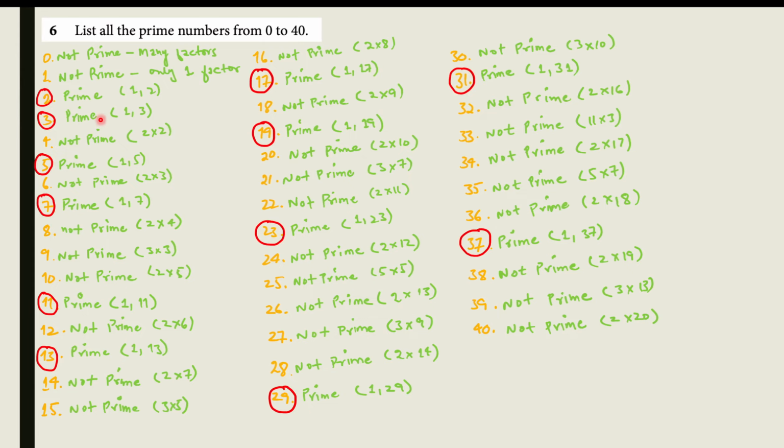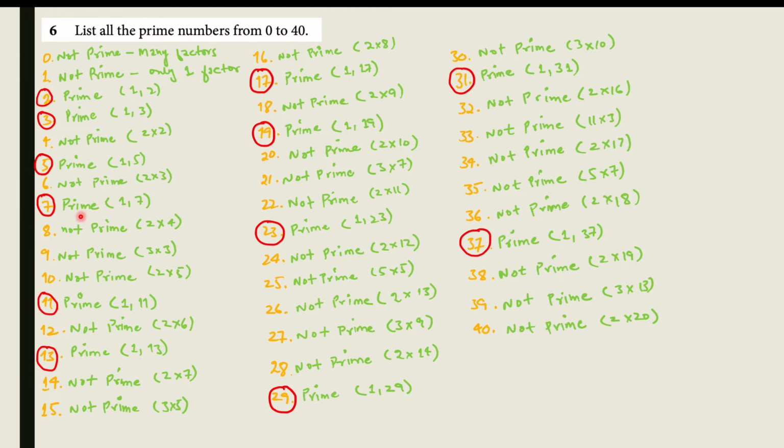3 is also a prime number because it has only two factors, 1 and 3. 4 is not a prime number because apart from 1 and 4, we have 2 multiplied by 2 is equal to 4 as well, so it's not a prime number. 5 is a prime number because other than 1 and 5, there are no other factors of 5. 6 is not a prime because 2 multiplied by 3 is equal to 6 as well. So apart from 1 and 6, we have other factor pairs as well.